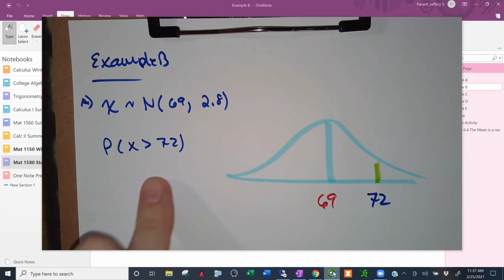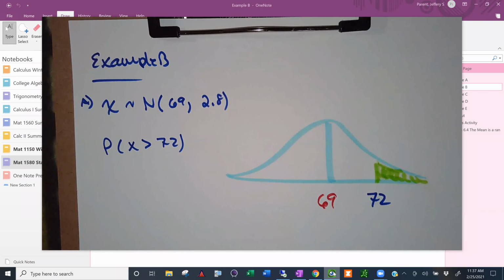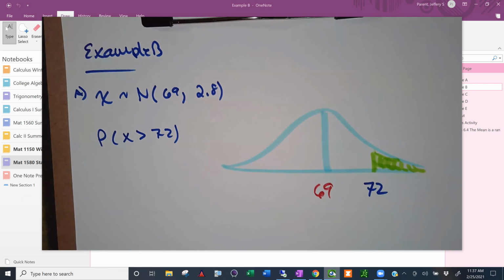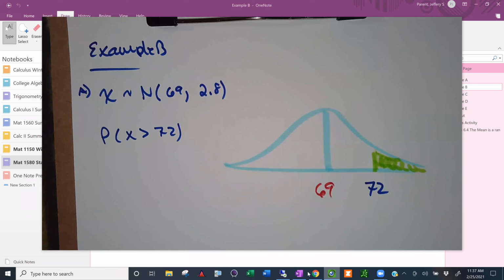Which way do I want to shade in this one, to the right or to the left? To the right. Yep, another one to the right. So I want to find the probability that X is greater than 72. So back to the normal distribution. I'll give you a second to think about it. Try and write down the command that we need to calculate this.